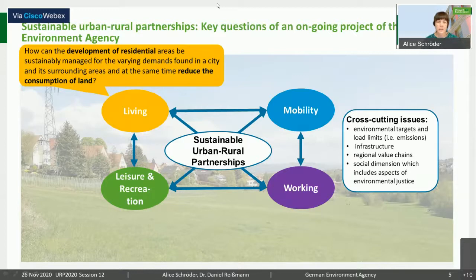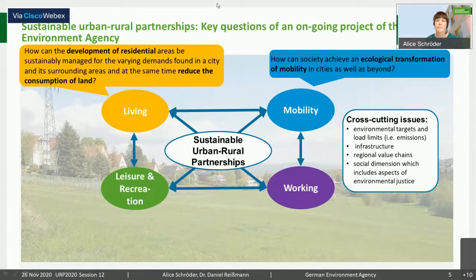Regarding living, we asked the question, how can the development of residential areas be sustainably managed for the varying demands found in a city and its surrounding areas, and at the same time reduce the consumption of land, the land take? Regarding mobility, we want to look in an urban-rural context, how can we achieve an ecological transformation of mobility in cities as well as in their surrounding areas?